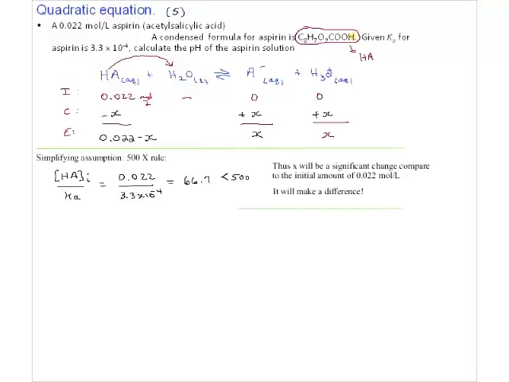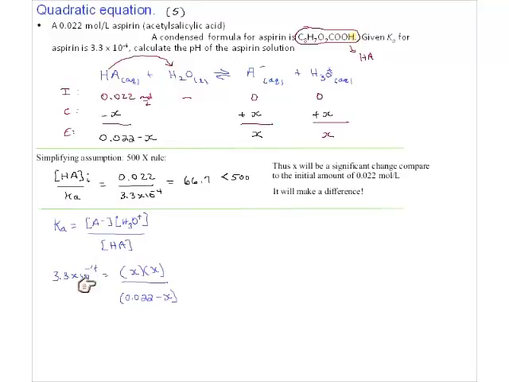And here we go. We write our equilibrium expression for our Ka. We plug in our values. Okay, there we go. Once again, you notice all these x's flying around here. Now we have to start cross multiplying. So 3.3 times 10 to the minus 4 times 0.022. And then 3.3 times 10 to the minus 4 times minus x. And that's going to equal x squared, like that.